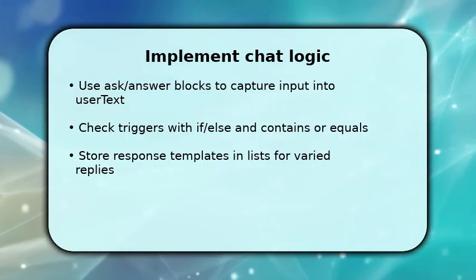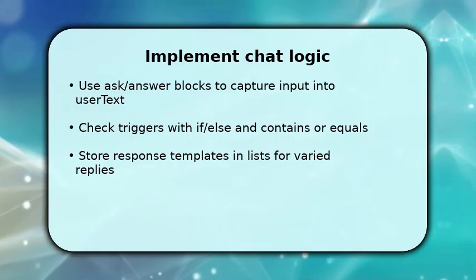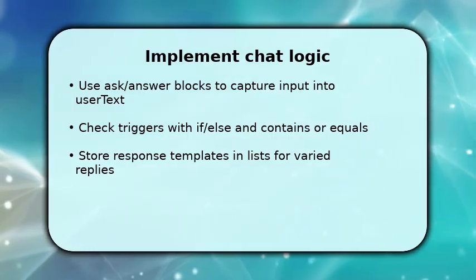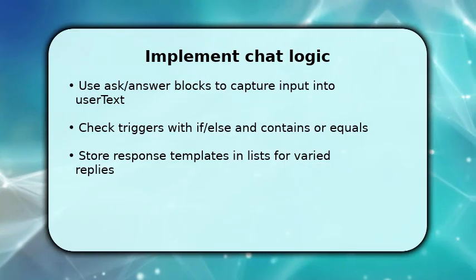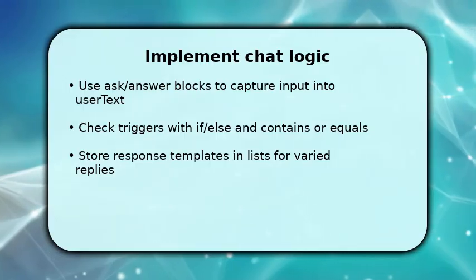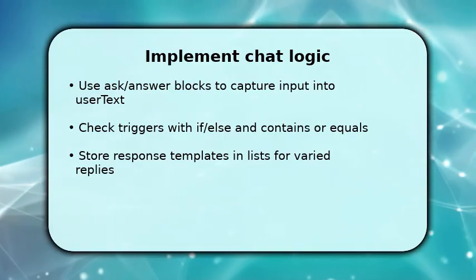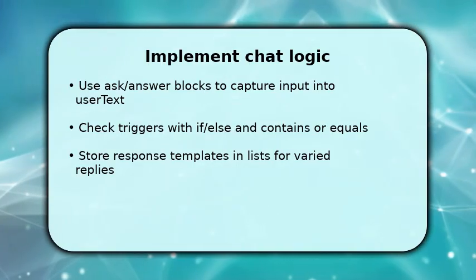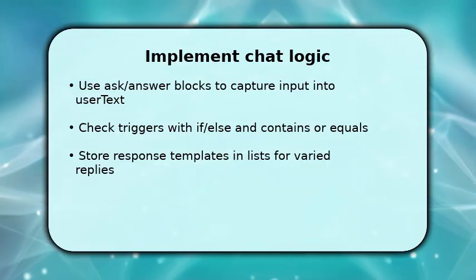Then use a chain of if/else blocks to check for triggers with contains or exact equals comparisons. This lets you recognize keywords or full phrases. To avoid repetitive replies, store multiple responses in a list and pick a random item when a trigger matches. Make sure to broadcast different animations or sounds after each reply to improve perceived responsiveness.